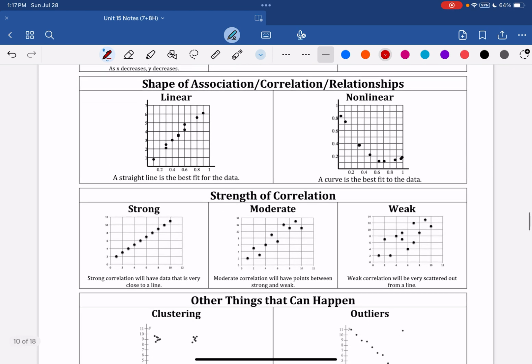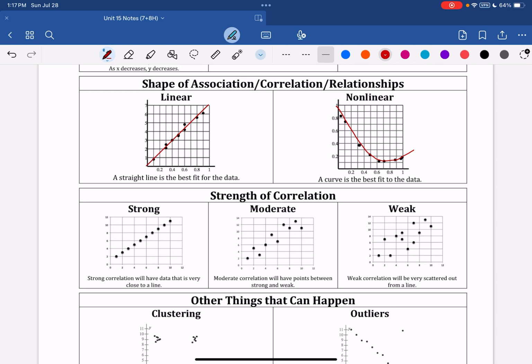And then we can talk about the shape of the relationship. So we have something where if you were to put a straight line in there, the general shape of the dots would give you something close to a line. We have a nonlinear shape, where you could have something that's closer to a curve. We also have the strength of our correlation.